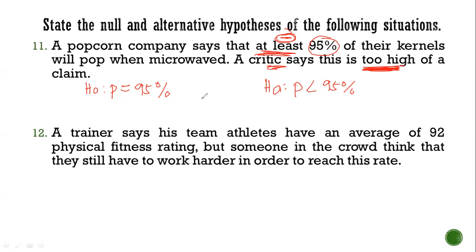Yan. Of course, still, we need to check whether or not what's the parameter to be used. So sabi dito, average. Yan. So we will utilize your mu. So yung average daw is 92 physical fitness rating. 92 daw yung kanilang rating. Sorry, that must be H naught. Erase ko na lang.